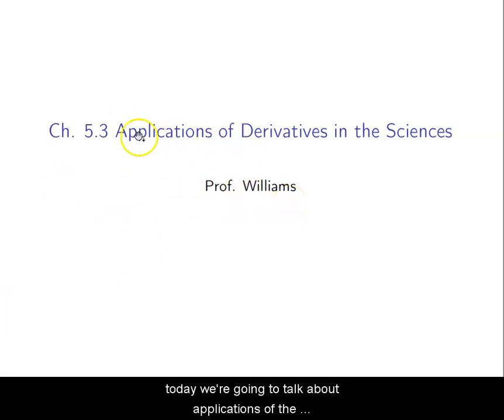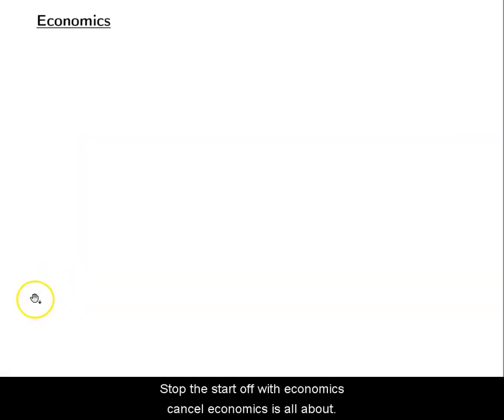Today we're going to talk about applications of the derivative in the sciences. We're going to go through a few of the different sciences and talk about how we use derivatives there. Please remember that derivatives are our instantaneous rate of change, right? So we're just going to talk about how we talk about change in the different sciences and some of their uses for modeling. So let's start off with economics.